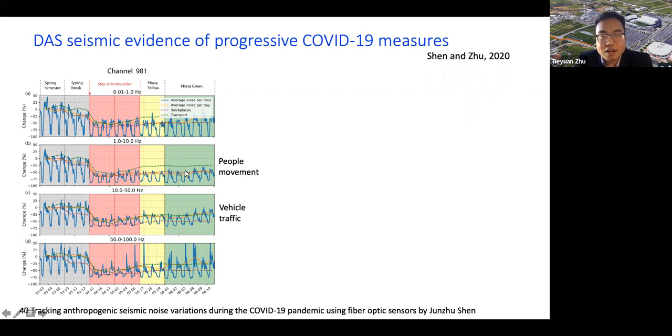So this actually tells us people didn't move much after the phase yellow. People were more conservative, but they drove cars outside. So you can see the traffic noise, the vehicle noise, is a lot. This is a very interesting observation from this dense array.